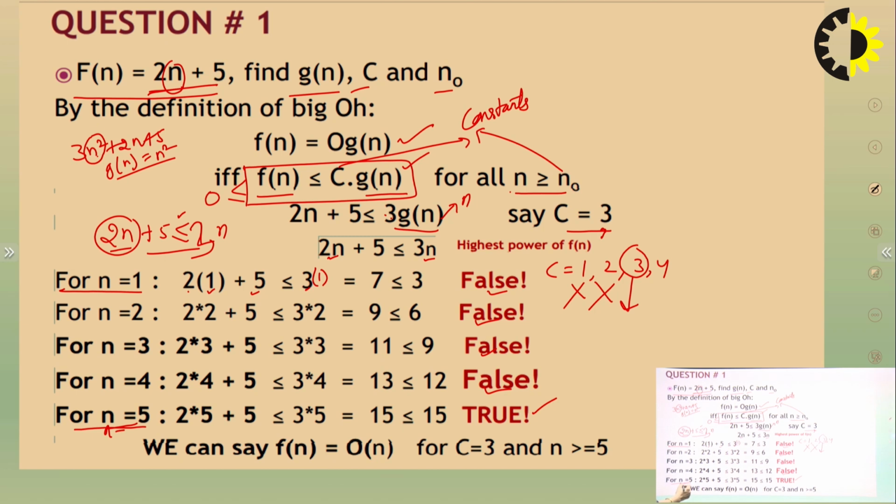Suppose if I take n equal to 6, then the condition will be true. If you take n equal to 7 and so on, meaning any value above 5 or equal to 5, then the result will be true. That's why we are taking n greater than or equal to 5 and c equal to 3. For these two values, f(n) is equal to big O of n, we can say. I think this example is clear to you all.